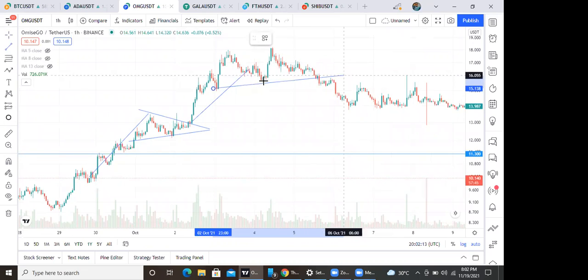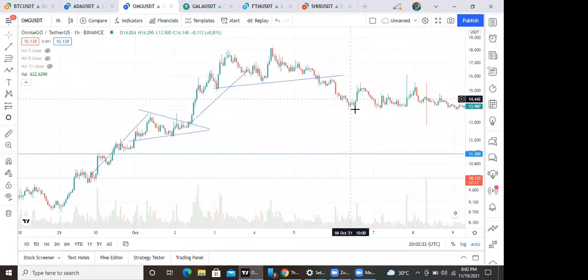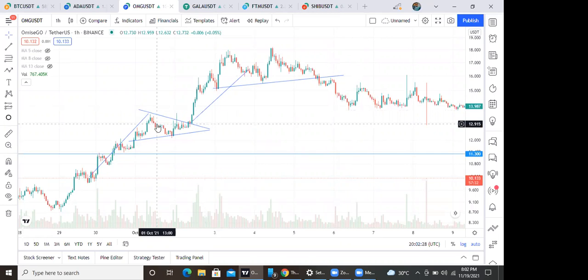Okay. Here is the neckline. Here is the breakout of the neckline. Here is the test and a continuation moment. So this is an example of a bullish pennant pattern. There's nothing confusing about it. As long as you understand the symmetrical triangle, we are good to go.